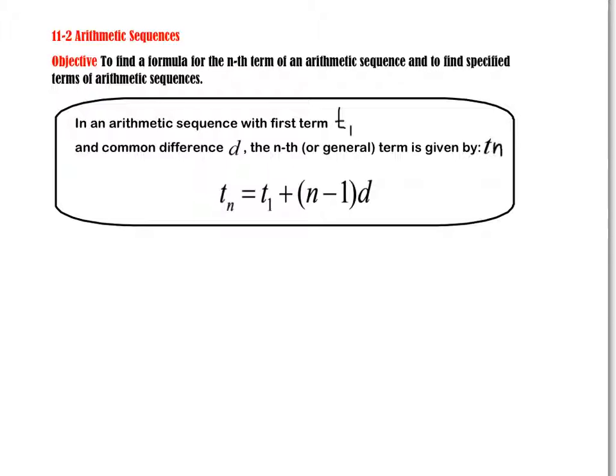It says in an arithmetic sequence with the first term that we'll call T1, and that common difference we talked about in the previous lesson will be called D, then we can find the nth term, just meaning any general term like the third, fourth, 100th, by Tn. So the formula is, you can see here, Tn equals T1 plus n minus 1 times D.